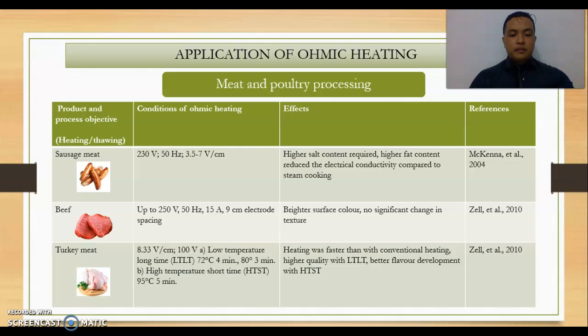While for the turkey meat, it used 8.23 volt per cm, 100 volt, at A, low temperature long time, LTLT, 72 degrees Celsius for one minute, 80 degrees Celsius for 3 minutes, while for B, high temperature short time, HTST, 95 degrees Celsius for 5 minutes. The heating was faster than the conventional heating, with higher quality for LTLT, but better flavor development for high temperature short time.